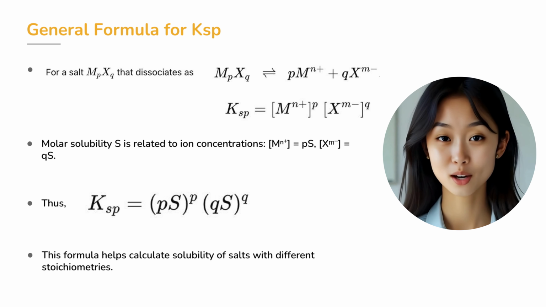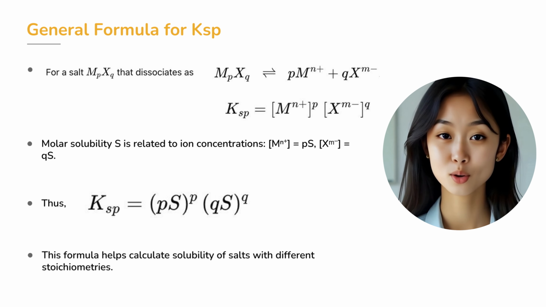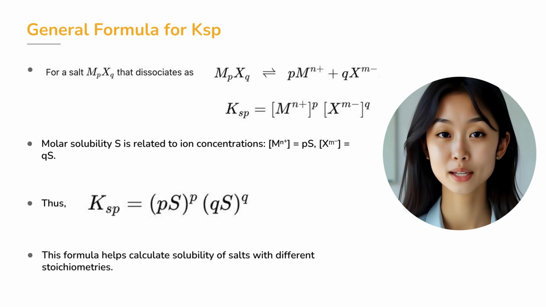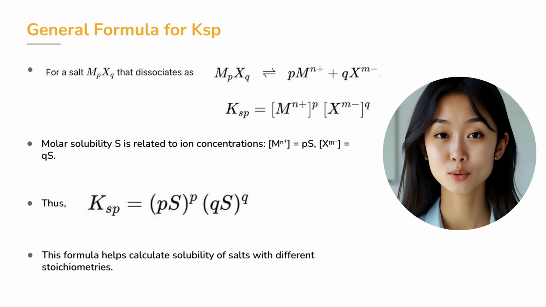But not all salts are as simple as barium sulfate. Some salts dissociate into more than one type of ion. For a general salt written as M sub P X sub Q, it dissociates into P positively charged ions called cations and Q negatively charged ions called anions. The solubility product expression then becomes KSP equals the concentration of the cation raised to the power P, multiplied by the concentration of the anion raised to the power Q.